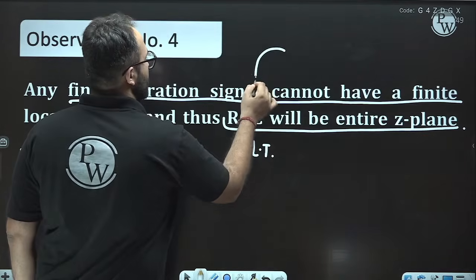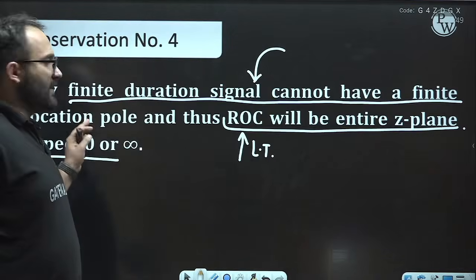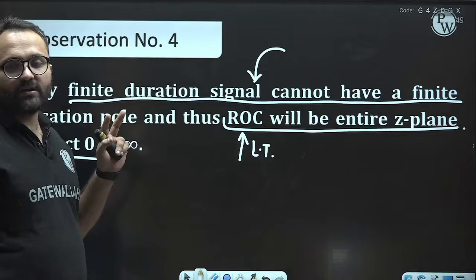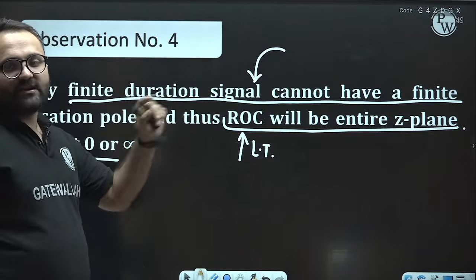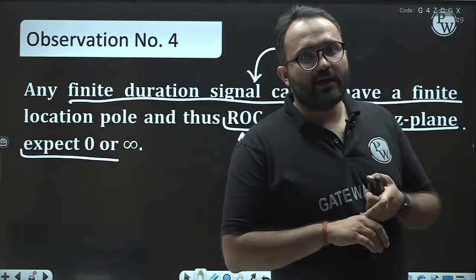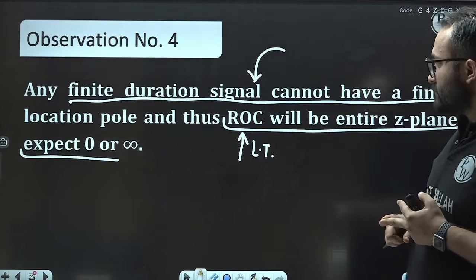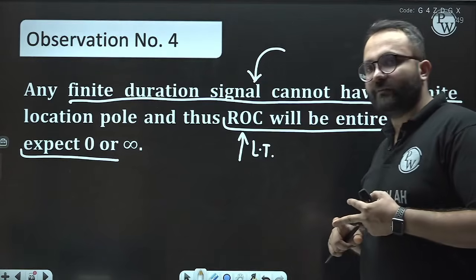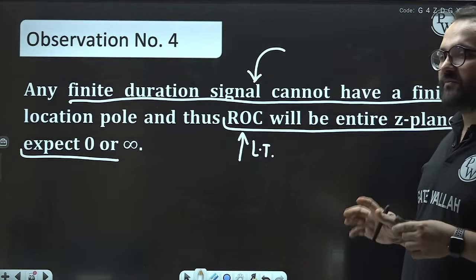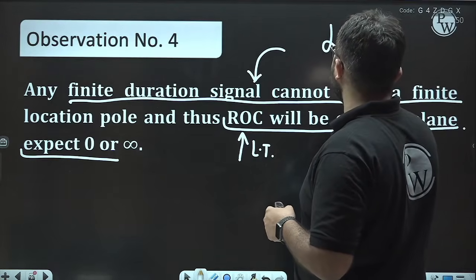And the other property is that the Z transform cannot have a pole at a finite location. So two properties are exactly the same as those of Laplace. First property: the signal cannot have a finite location pole. Second, the ROC will be the entire Z plane. These two properties are exactly the same as the Laplace transform. If you are linking with the Laplace transform, then it's great.